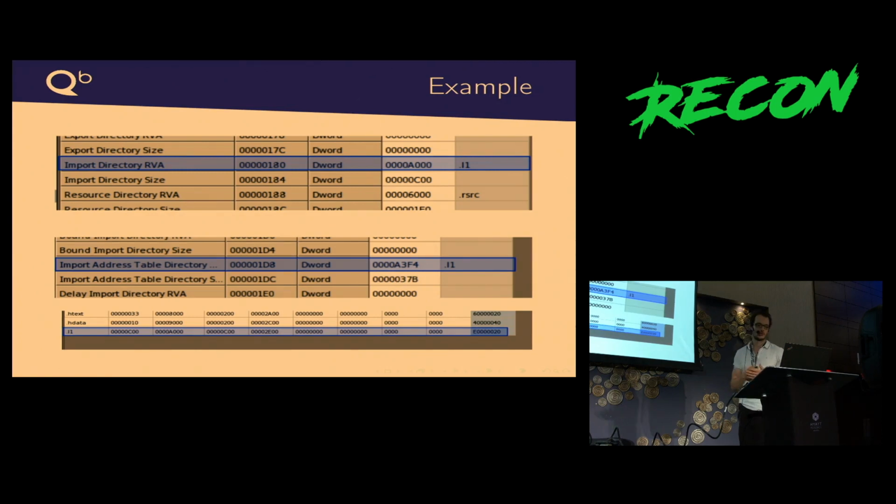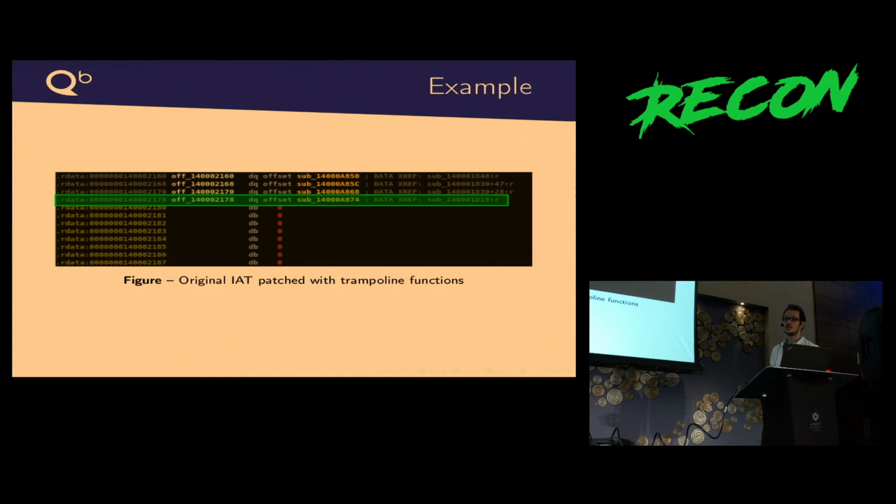So now when we do this operation, it will relocate the import directory as well as the import address table in a new section. Here we create a new section that will contain the new import address table. Here is the new section that has been created. And the original import address table now contains some trampoline functions. So here is the trampoline function.